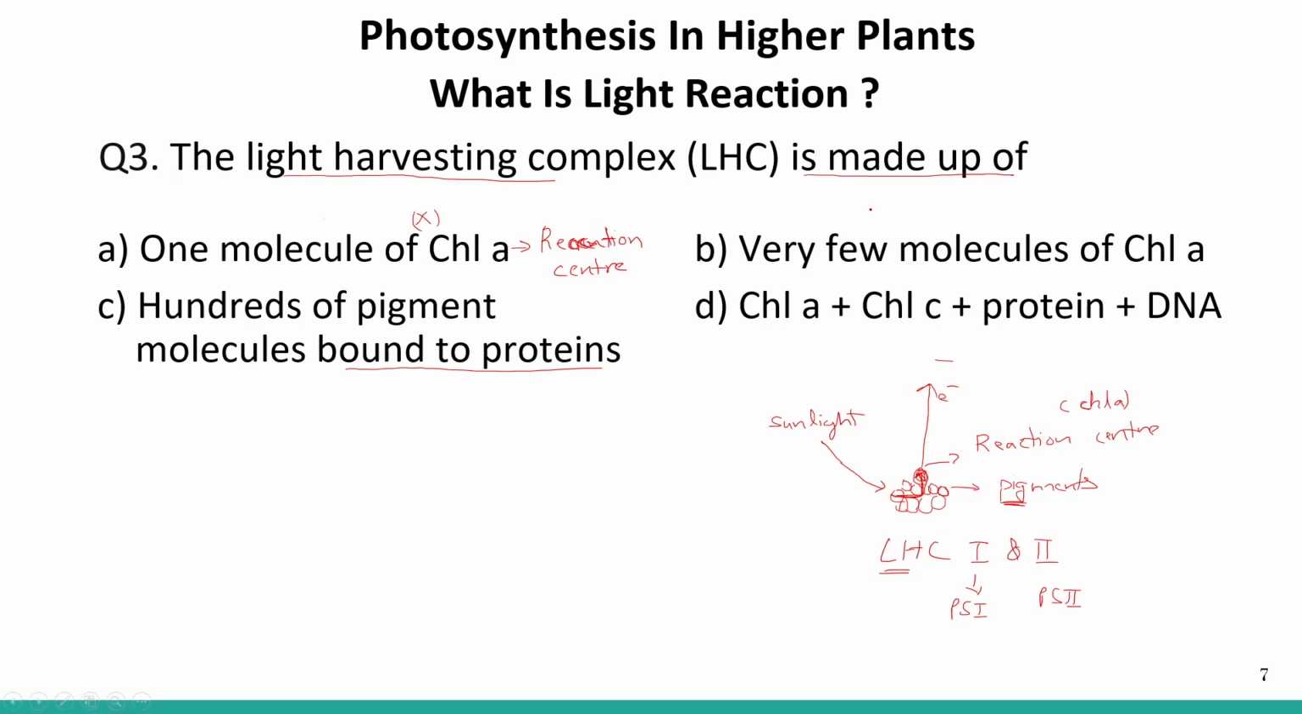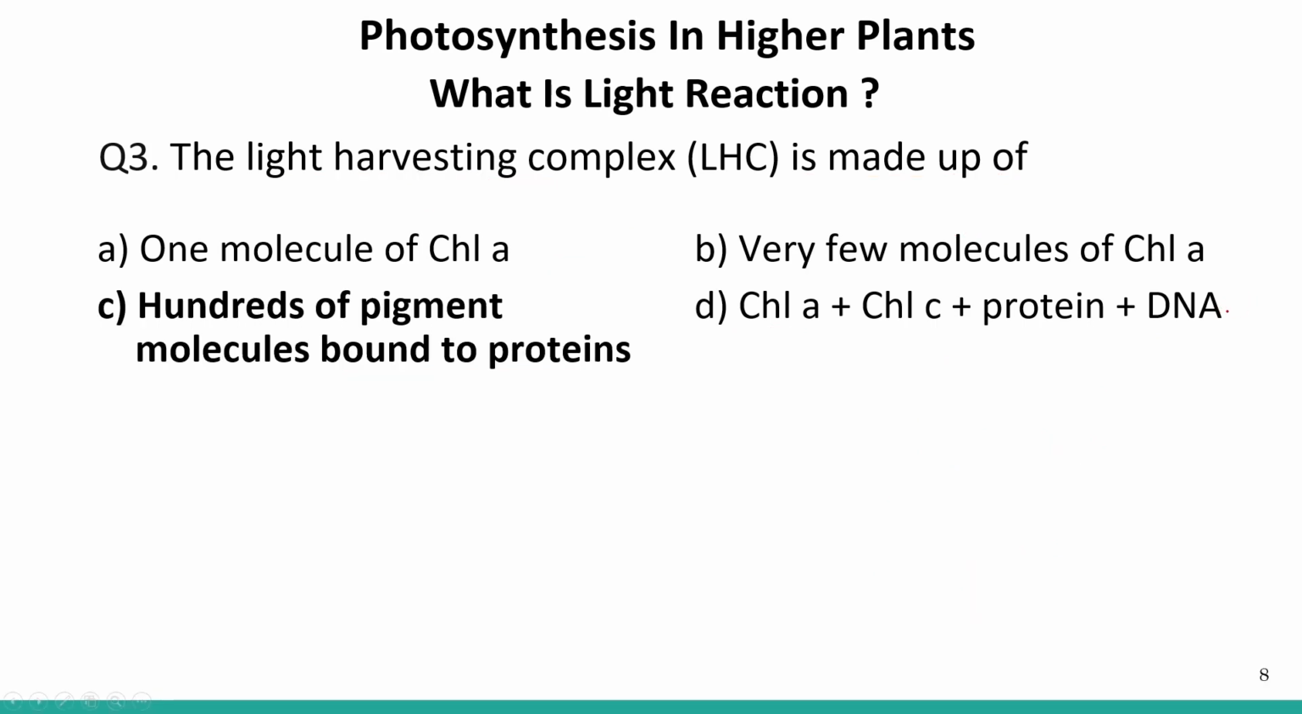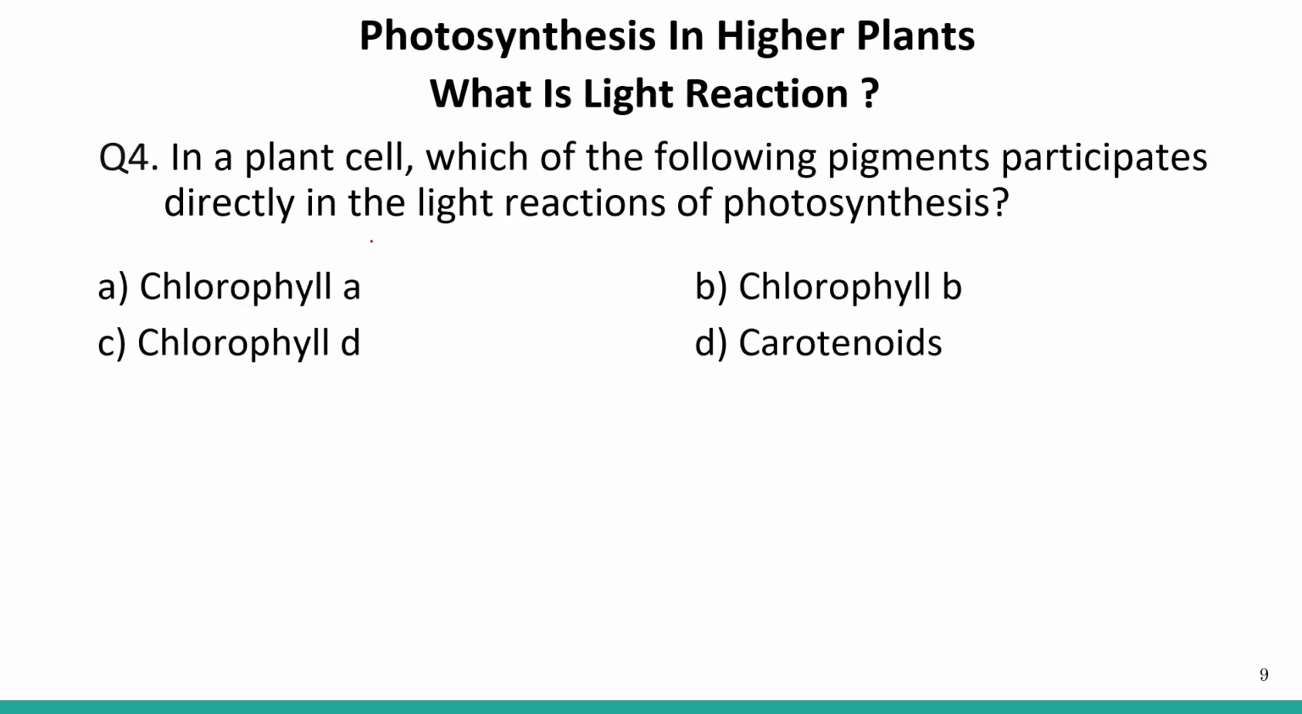Then the second option is very few molecules of chlorophyll A. Again, not true. Then we have hundreds of pigment molecules bound to protein. This is correct. And the fourth option is chlorophyll A, C, protein, and DNA. There is no DNA present here. So what should be the answer? Hundreds of pigment molecules bound to proteins.